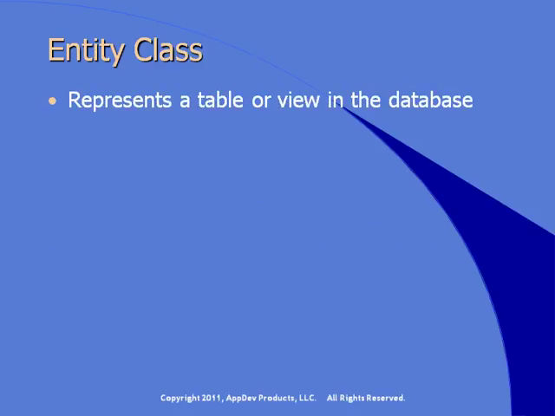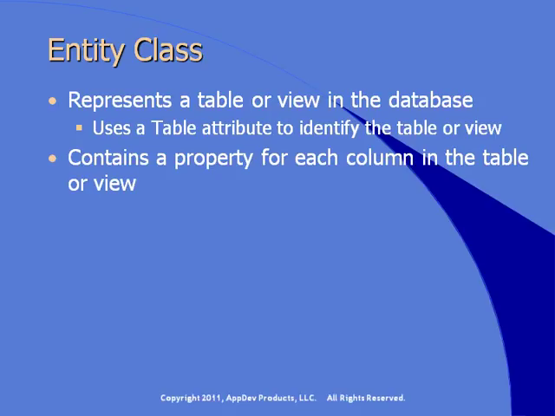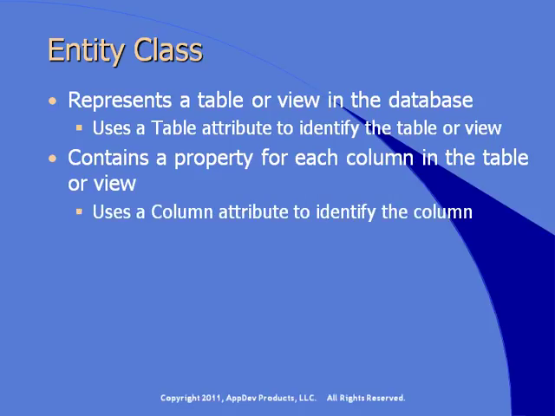Each entity class in your model represents a table or a view in the database. So our object model will have a customer class, will have a product class. How do you know which table those classes are mapped to? Well, the class definition will use a table attribute to identify the table or view the class represents. And then that class has a property for each column in the table or view. How do we know that the company name property in the customer class maps to the company name column in the customer's table? It's not just because they have the same name. It's because in the definition of the class, that property will use a column attribute to identify the column it maps to. And we'll see this in code when we get to the demo.